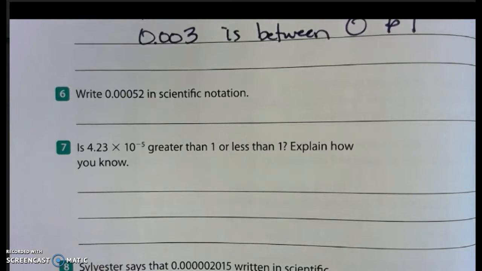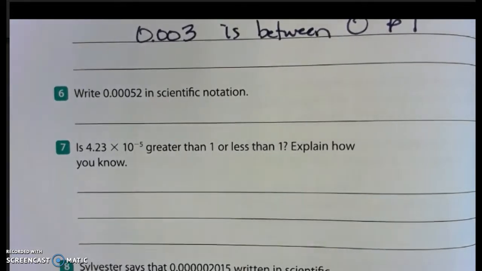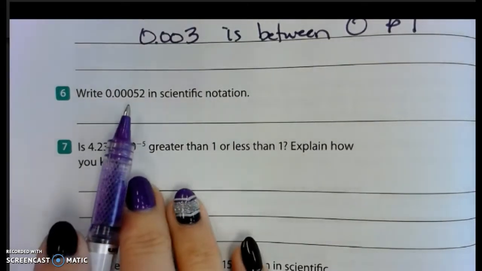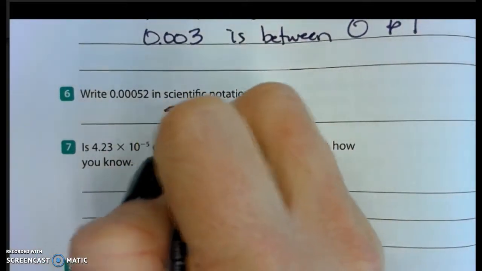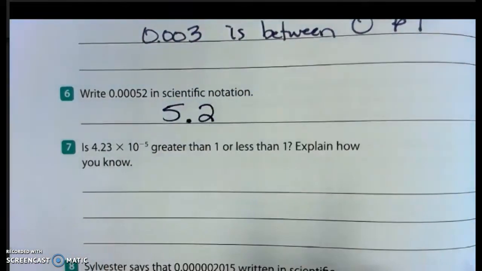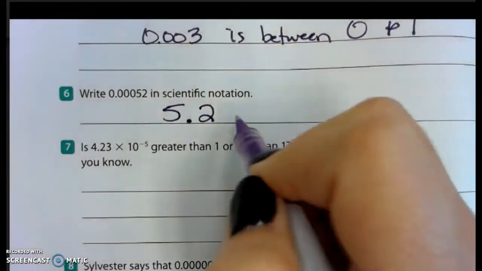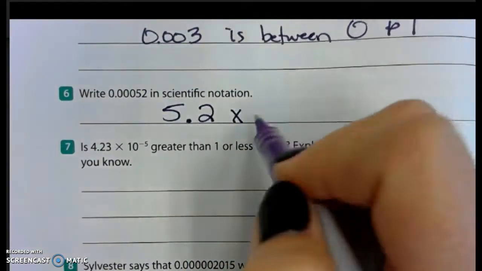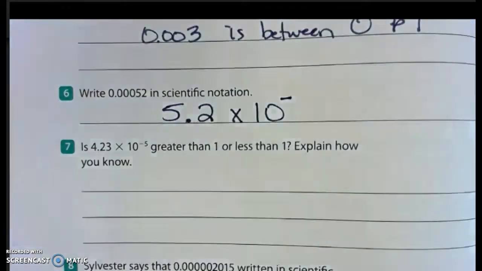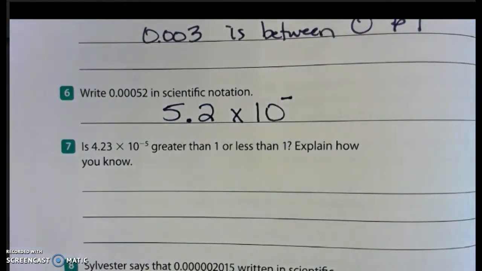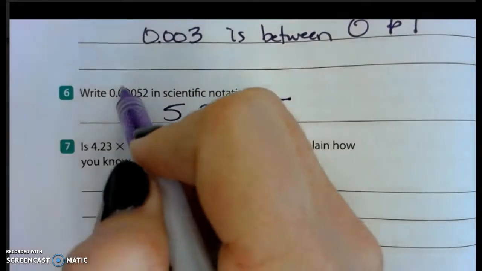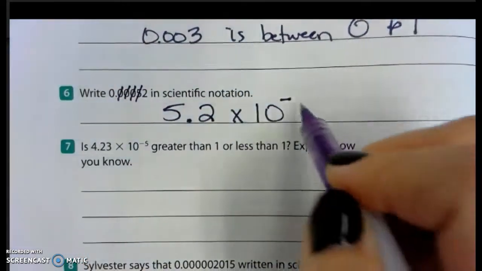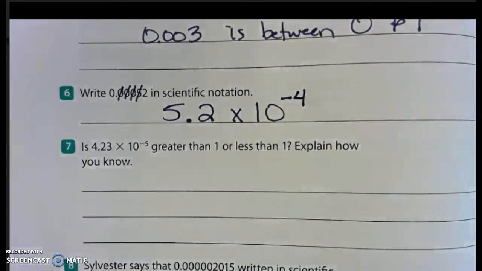Number 6, write 0.00052 in scientific notation. Now, our number is way less than 1. We need it to be between 1 and 9. So we're going to move the decimal and put it between 5 and 2 to make it 5.2. Now, since the initial number was less than 1, our exponent is going to be negative. We just have to decide how negative it is. It's 1, 2, 3, 4 place values, negative.